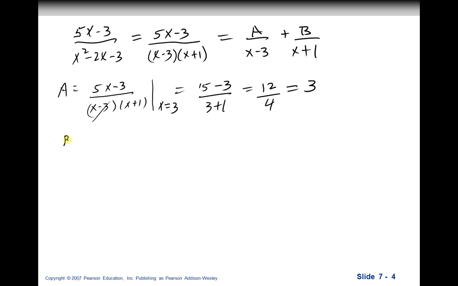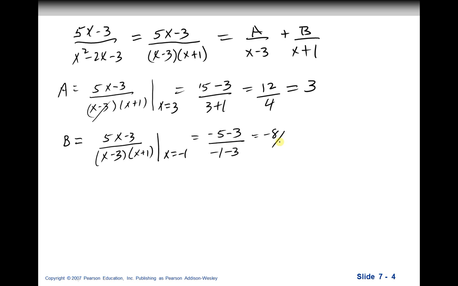B equals 5x minus 3 divided by x minus 3, cover up x plus 1, and evaluate it at x equal minus 1, and you will get minus 5 minus 3 over minus 1 minus 3 equal minus 8 over minus 4 is equal to 2.